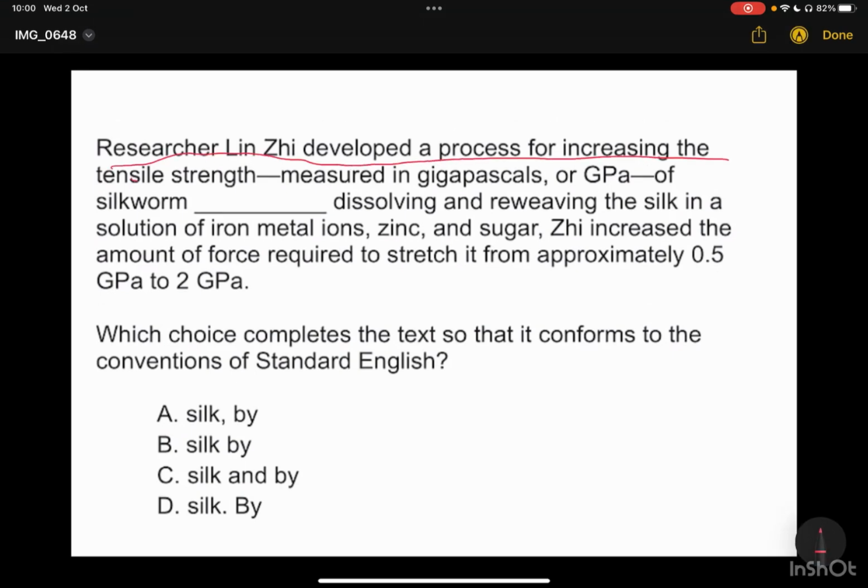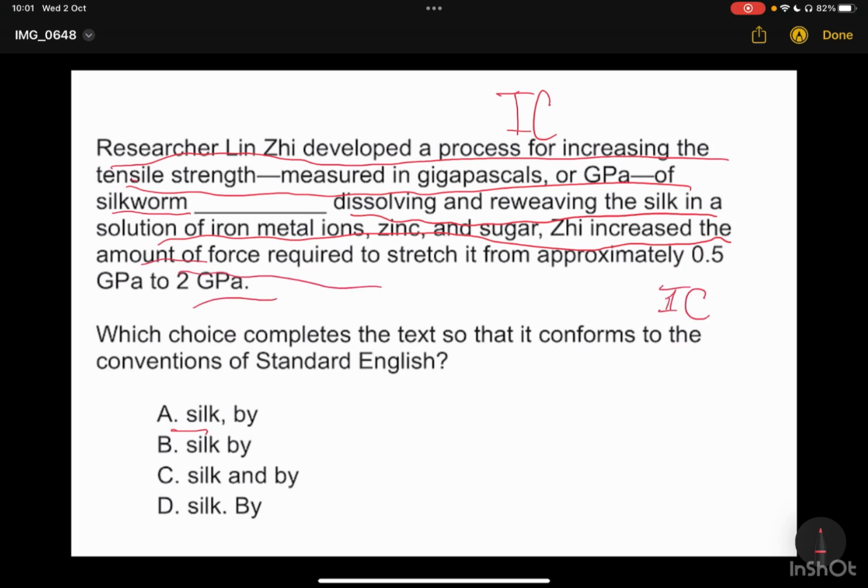This first phrase, add with silk, is an independent clause. And if we add by dissolving or weaving in metal to here, it's another independent clause. However, if this part here is separated with a full stop, by would work, either A, B, or C.